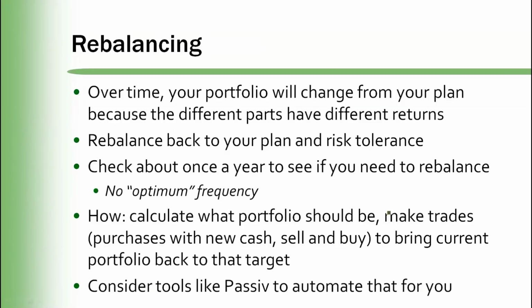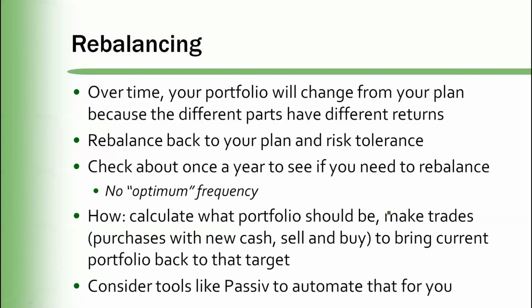So I want to check about once a year or so to see if I need to rebalance. And there's no optimum frequency. If you check even every 2 years, you're still going to be maintaining reasonable limits on your risk tolerance. If you check daily, you're going to find that even small moves are going to create fractions of a percentage difference in your allocations. And so it starts to get kind of silly to rebalance too frequently. But there isn't an optimum that I can say.